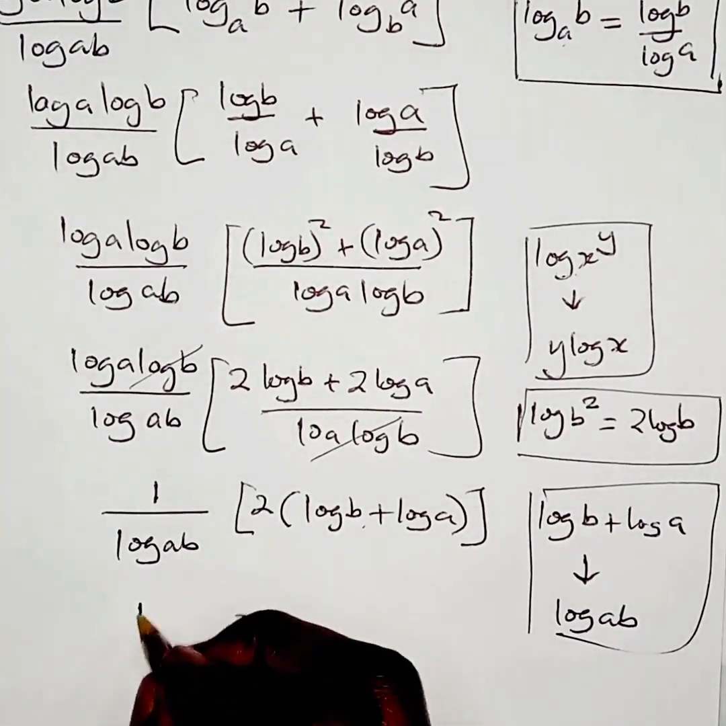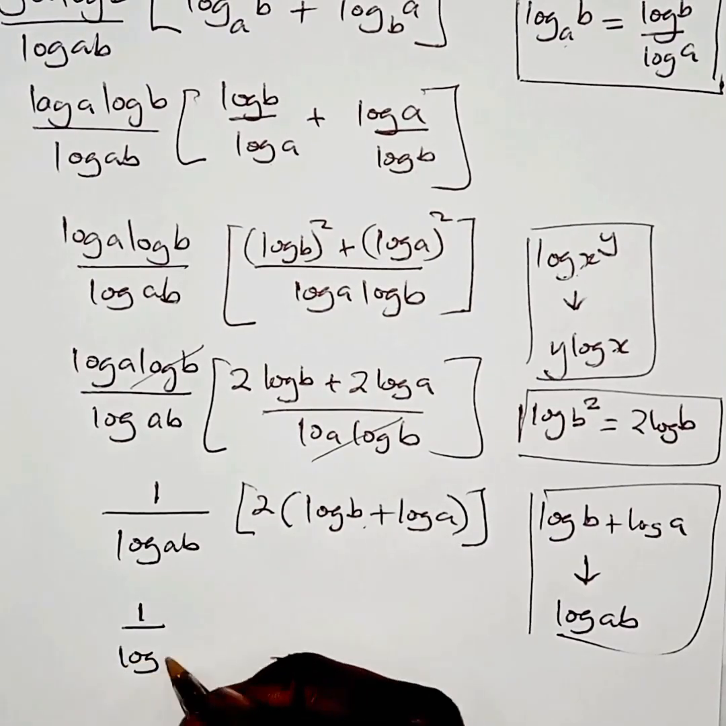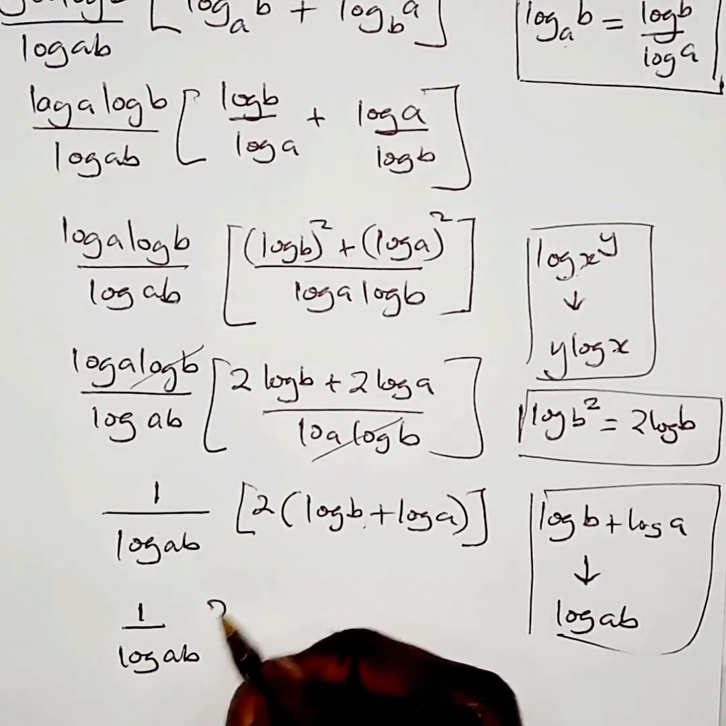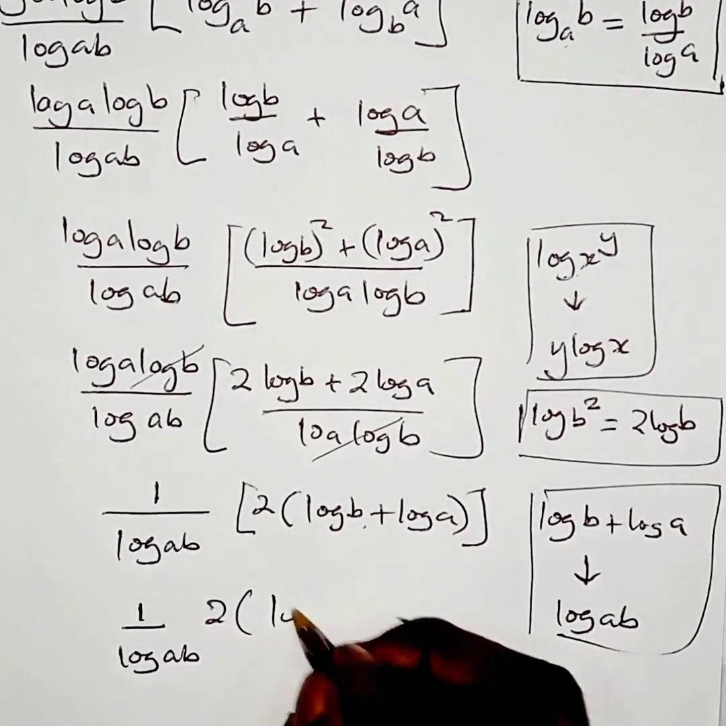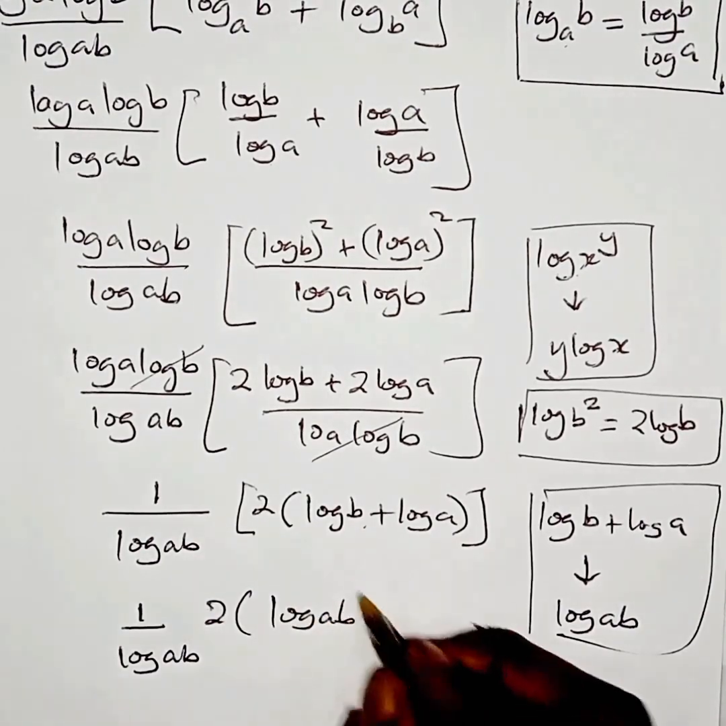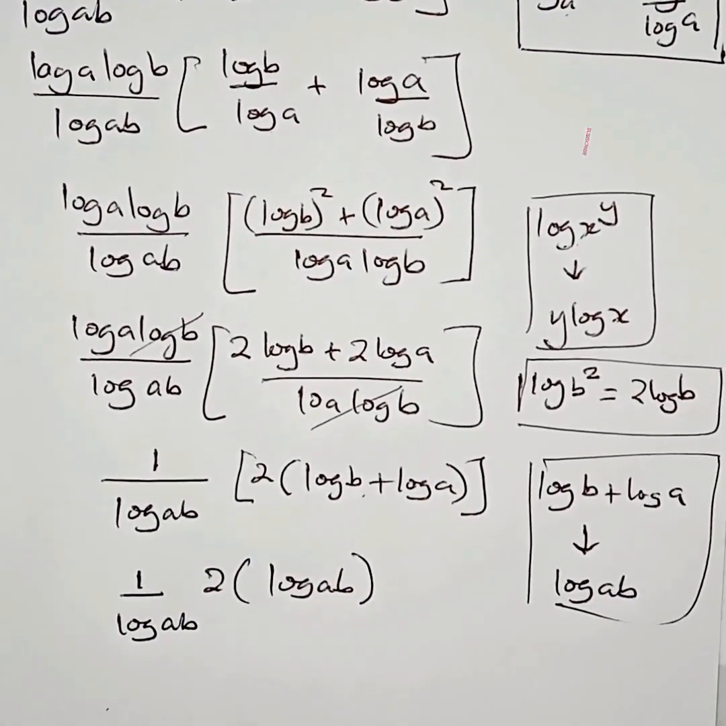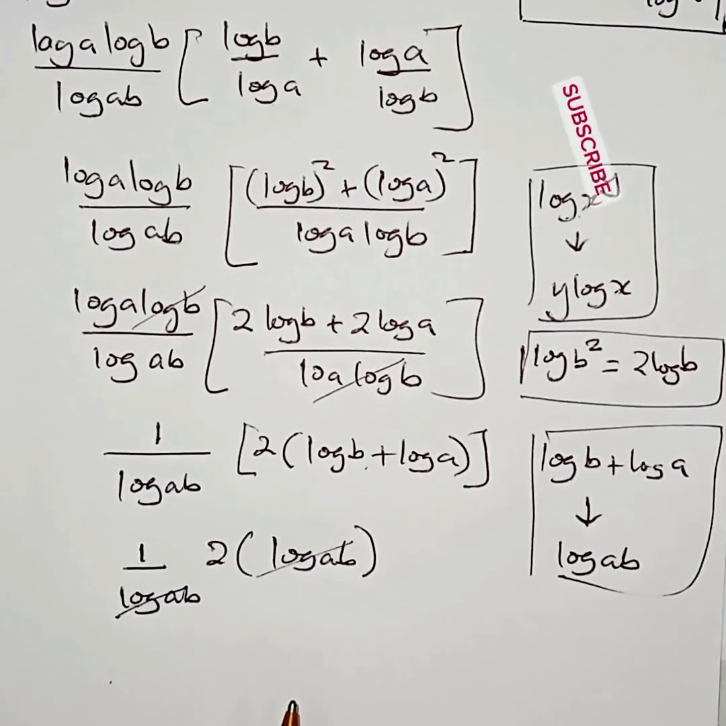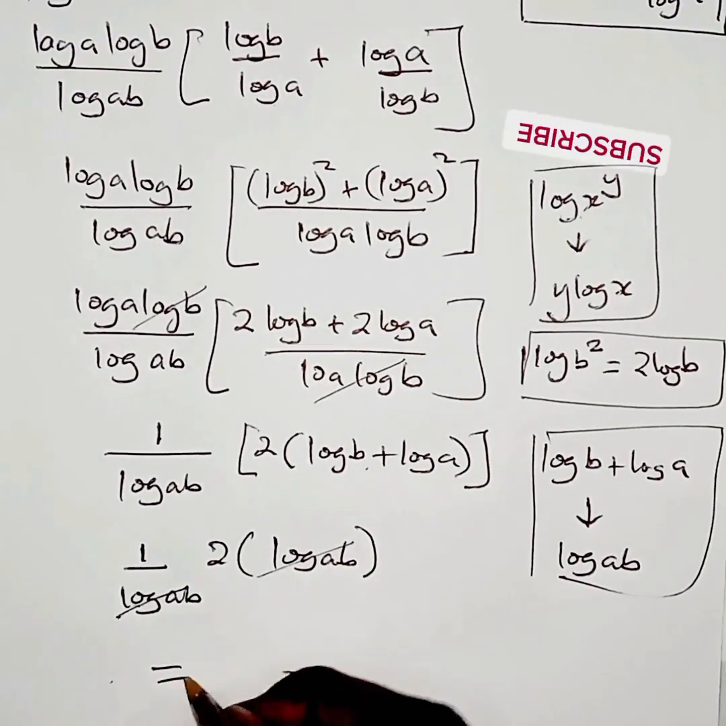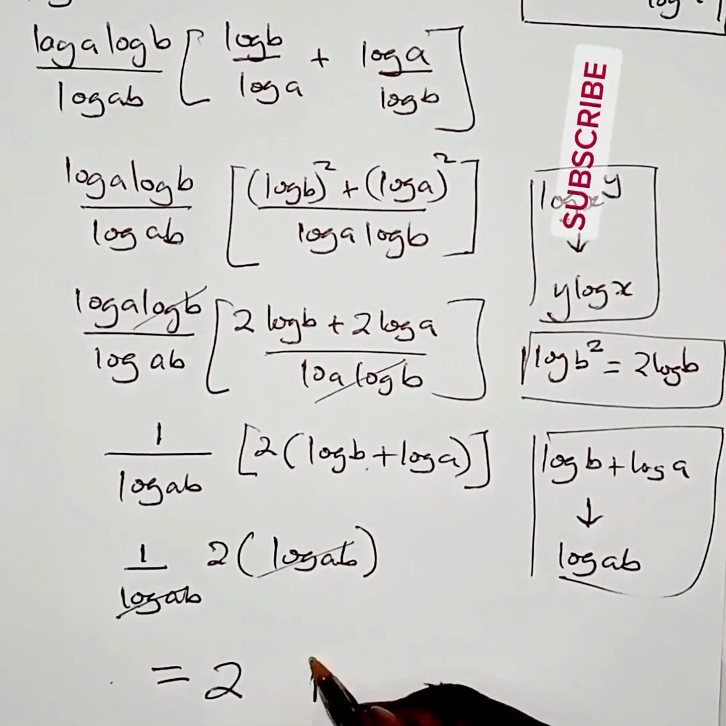So we're going to have 1 over log AB. Remember, I can take the 2 outside there. Then using that law, I'll have log AB, like that. And then log AB and log AB, they cancel out. And finally, our answer is equal to 2.